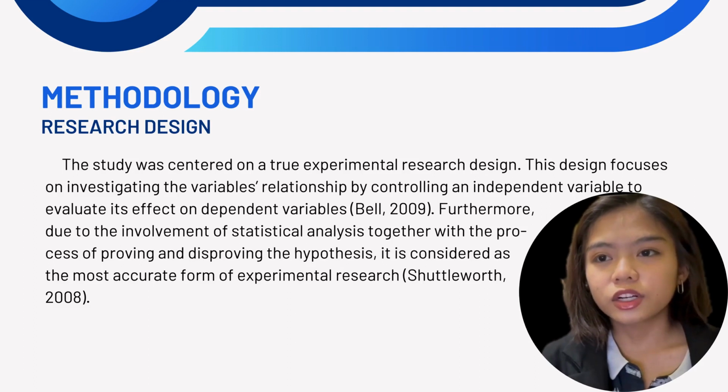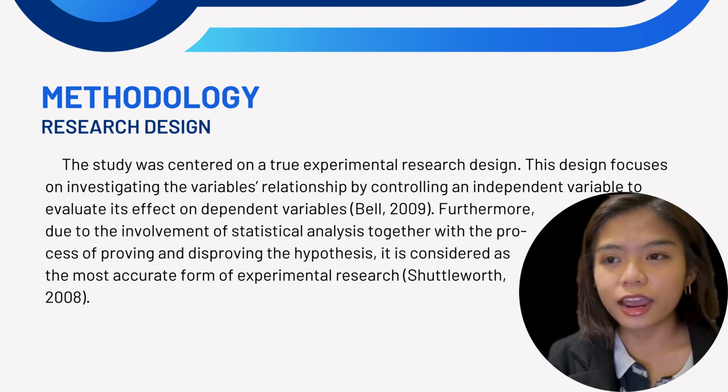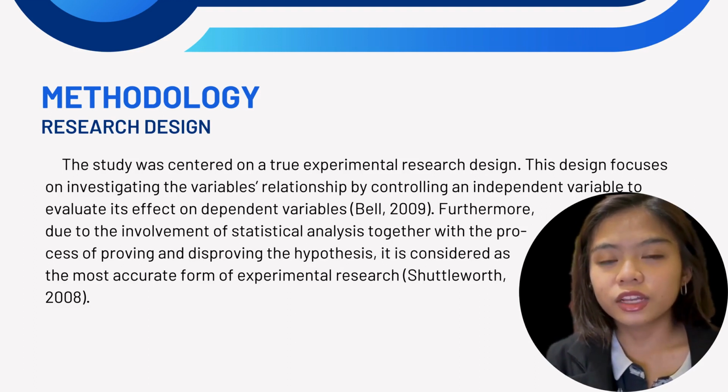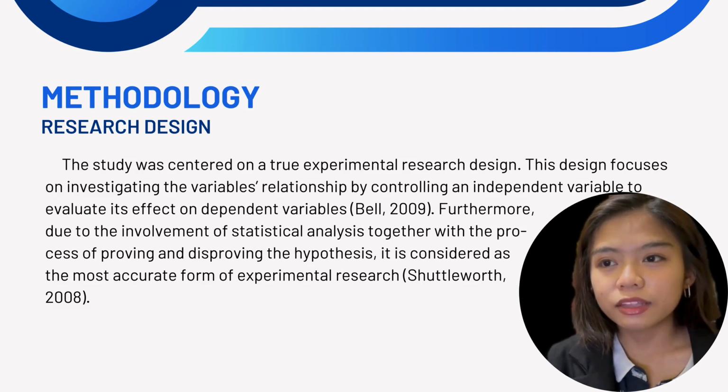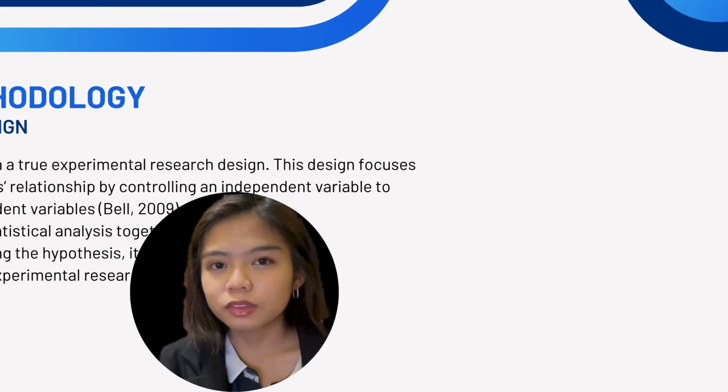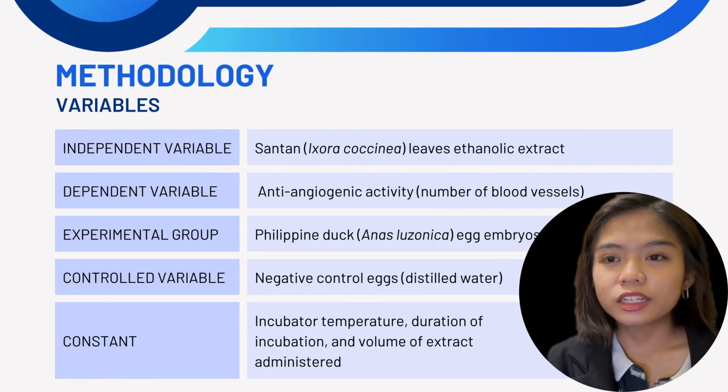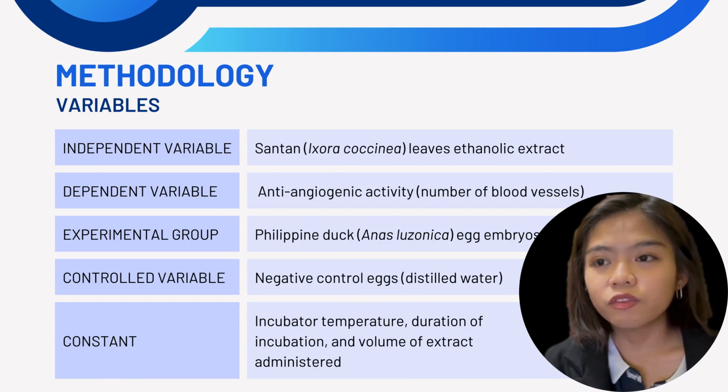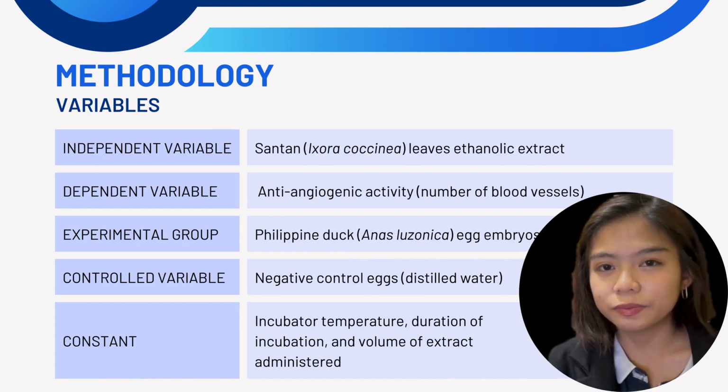The study was centered on a true experimental research design. This design focuses on investigating the variables' relationship by controlling an independent variable to evaluate its effect on dependent variables. As shown in the table, the researchers have categorized the following variables evident in the study.